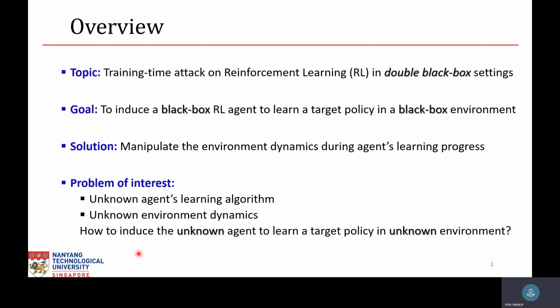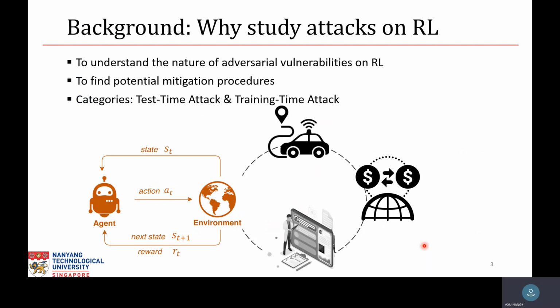So in this work, we propose an approach to induce an unknown agent to learn a target policy in an unknown environment. First, we will introduce the background of why we study attacks on reinforcement learning. With the wide adoption of reinforcement learning in real-world applications, the security issue has become more and more important in critical applications, such as self-driving, financial trading, and healthcare. If we can understand how the RL agent is vulnerable to adversarial attack, it will help us find mitigation procedures before we implement RL in critical applications.